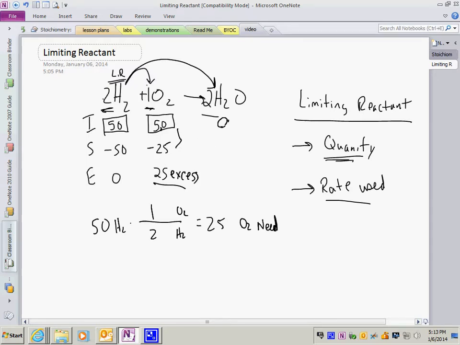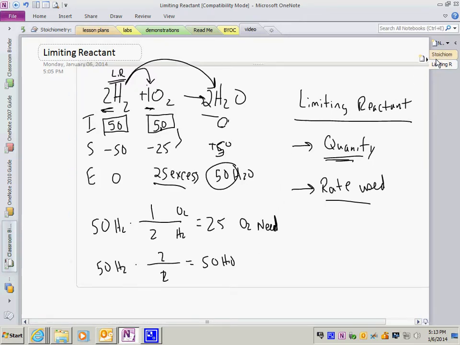Now here, 2 to 2 ratio, I'm going to go 50 H2s at a 2 to 2 ratio is 50 H2Os plus 50. I had none to begin with, and 50 is my ending. All right. Now, pretty simple example of being able to designate your limiting reactant, determine the excess amount, and the amount of product you're going to produce. Let's try another example.